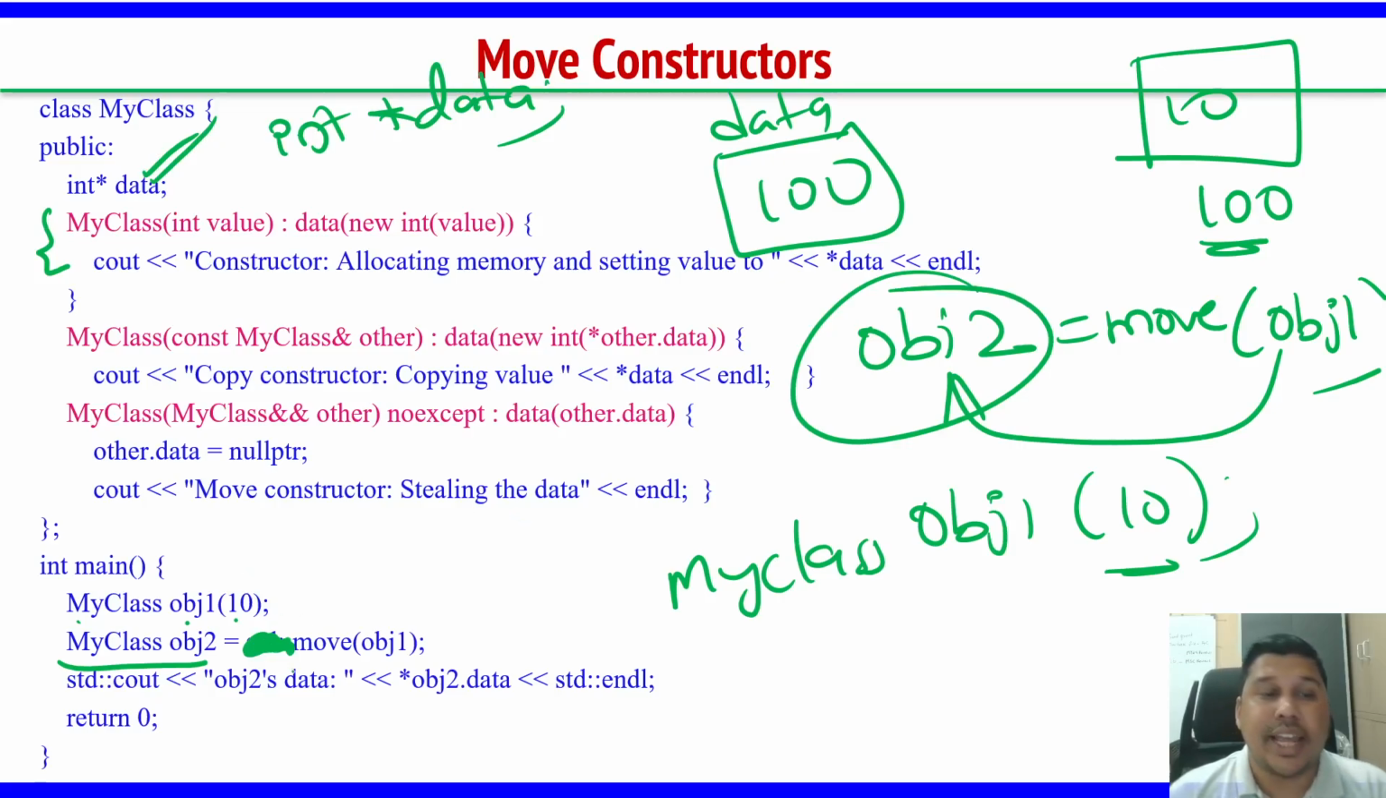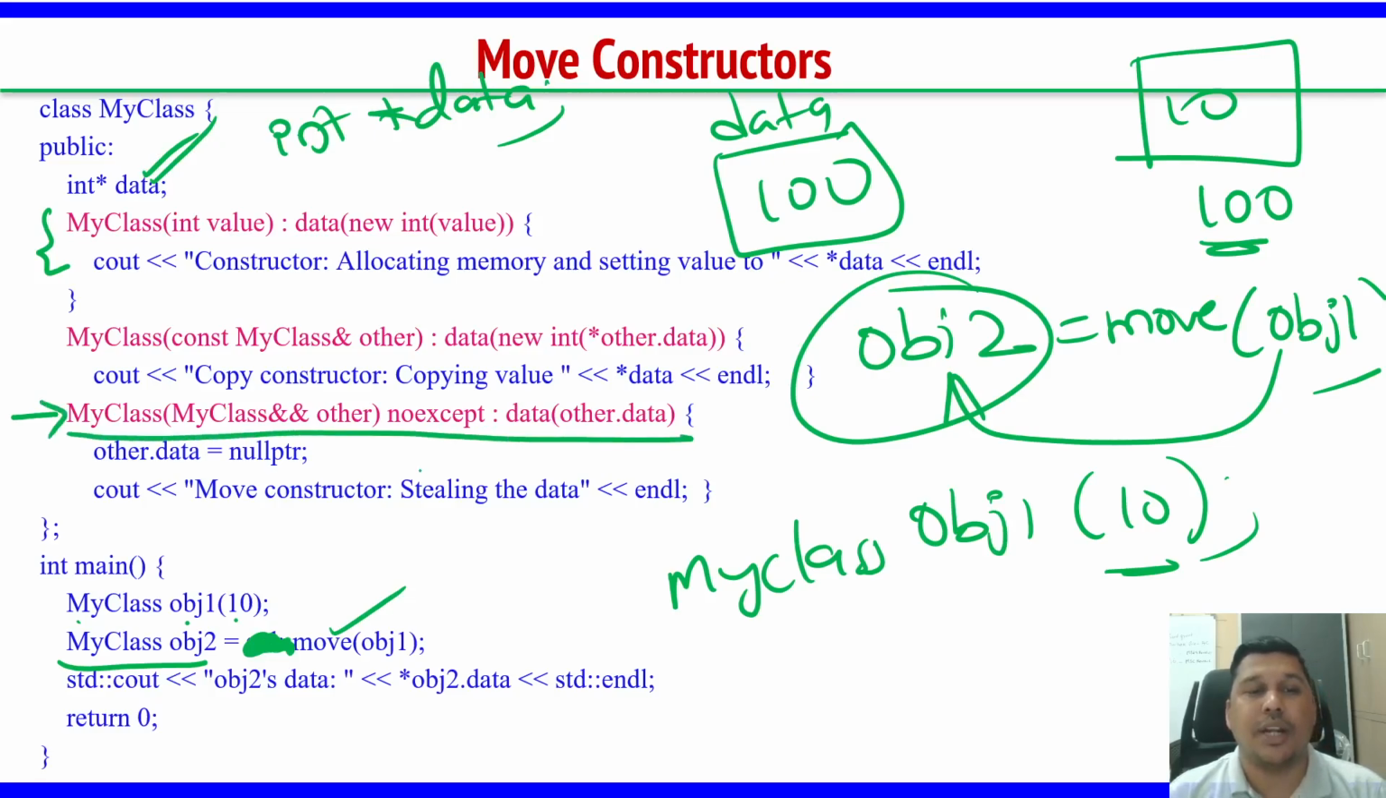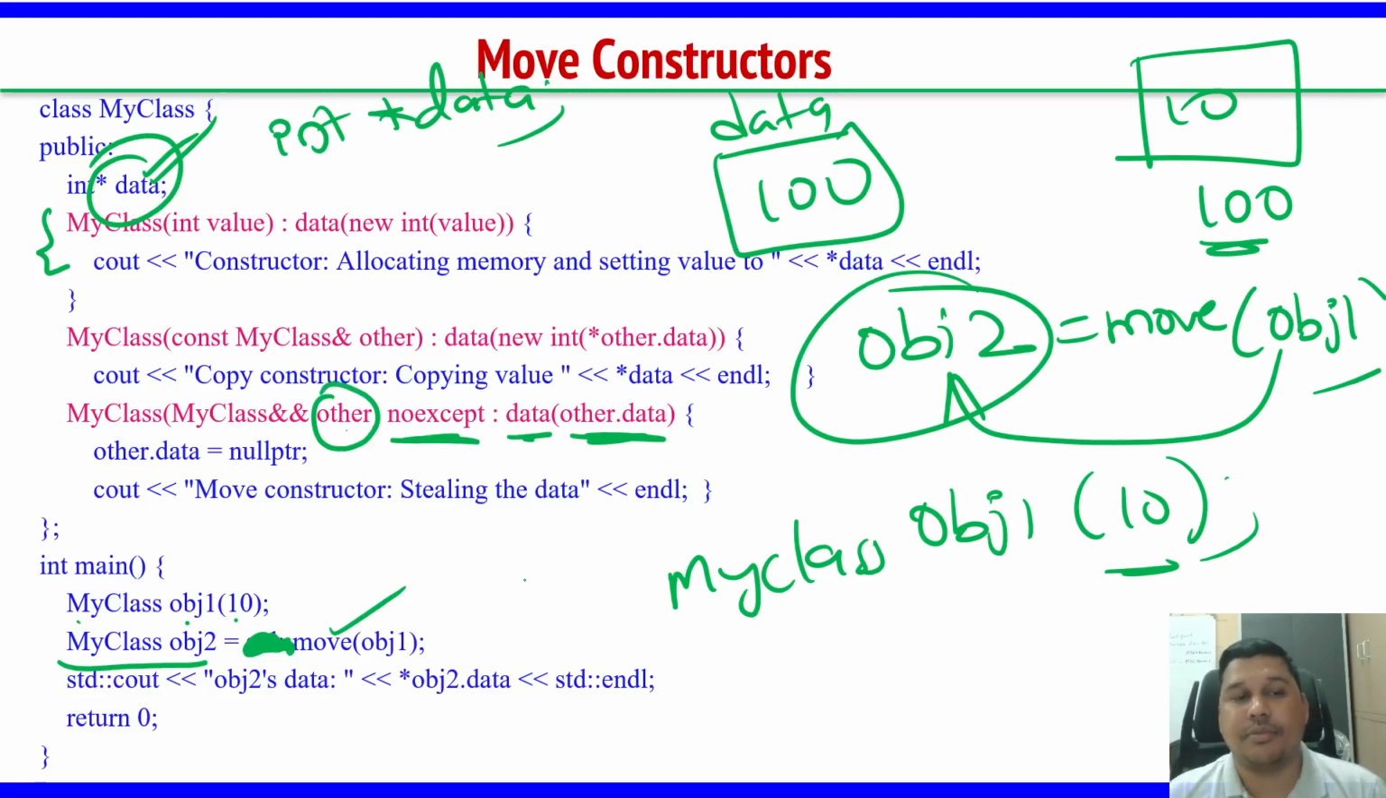Okay, so when I write this move of object, then this particular statement will be executed. What is this statement? MyClass, again class name, double ampersand other. It is just a pointer. noexcept is a keyword which we have to use. noexcept, then colon. Why colon? I am using an initializer list. data, that is the actual data, of other.data. This object's data.